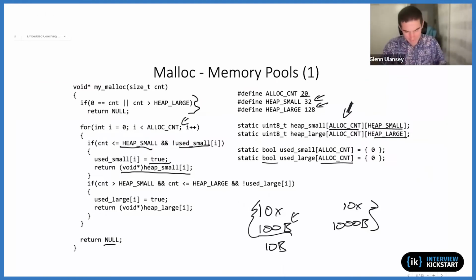Oh, and before I get to that, let me make one more comment. Here I've defined a pool that has blocks of size 32 bytes and a pool that has blocks of size 128 bytes. And I've also, of course, chosen a number of blocks of size 20. Those numbers should be very consciously and intentionally chosen.